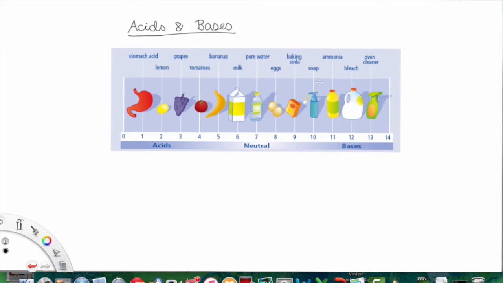So now we move on to talking about acids and bases. We all know that biological systems are very sensitive to pH. This is a pH scale of some everyday items, where highly acidic is your stomach acid. We have lemons, grapes, and tomatoes that are more on the acidic side. In the neutral range, we have pure water, and then we have some other items that are bases. Let's start out by talking about acids.